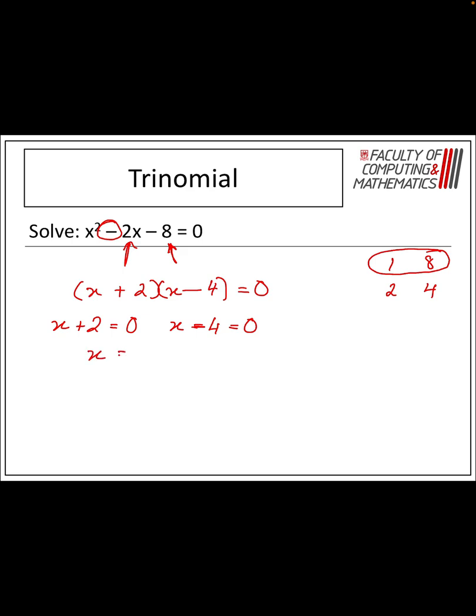And then balance the equation. So this graph cuts the x-axis at x is equal to minus 2 and x is equal to 4.